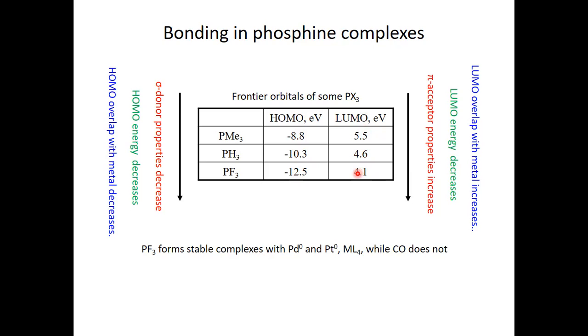And therefore, when you have sufficiently electron withdrawing groups, like in the case of the PF3, you can achieve properties that are similar to the CO ligand. So for instance, PF3 forms stable palladium-0 and platinum-0 complexes, while for instance CO does not. So the pi acceptor properties of PF3 are actually even greater than that of CO, and because of that you can even make complexes with palladium-0 and platinum-0, while such compounds are not known for the CO ligand, as we have learned previously.